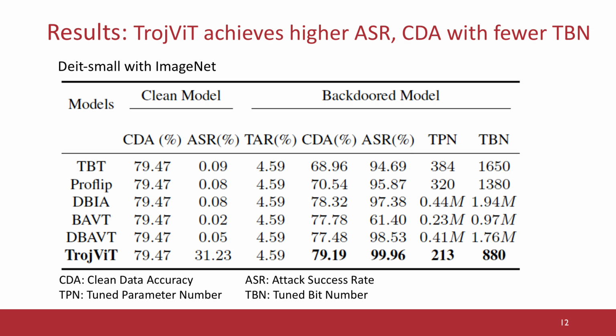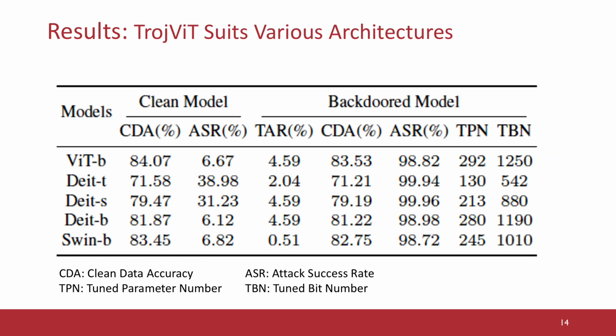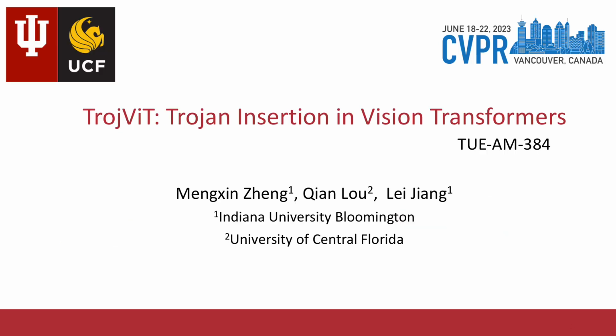The results of our TrojanViT attack are shown below. Compared to prior attack works, our TrojanViT achieves a high ASR, maintains a high clean data accuracy, and modifies fewer weight parameters. We can also see that the performance of our TrojanViT improves with the proposed methods. In addition, our TrojanViT works on different vision transformer architectures such as ViT, DeiT, and Swin transformers.